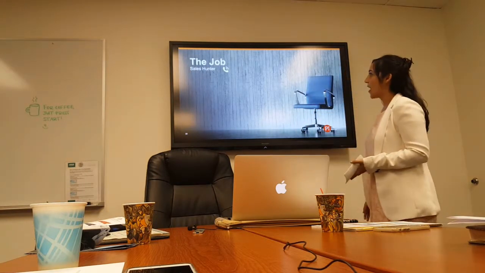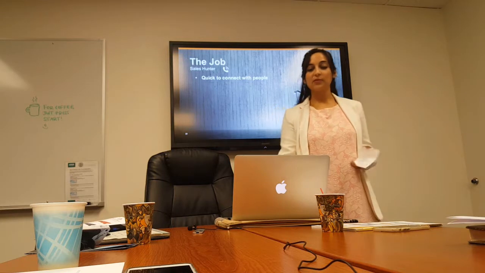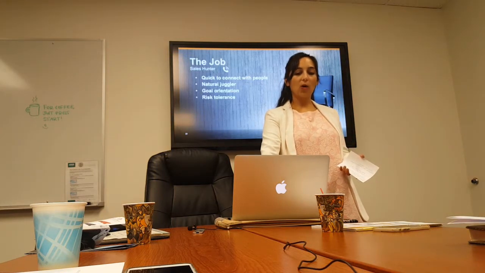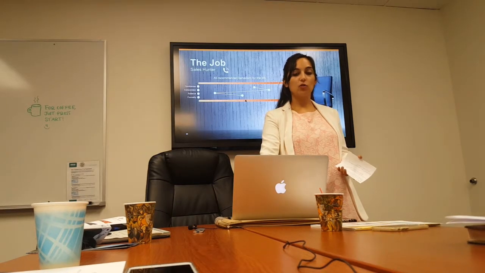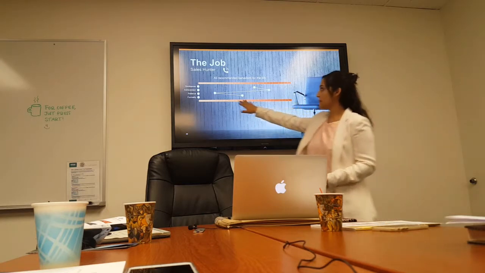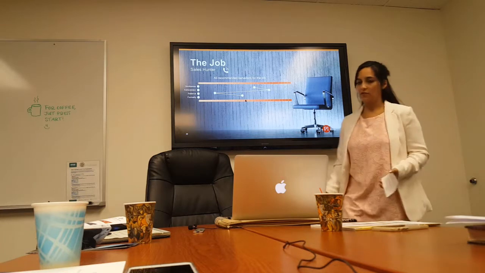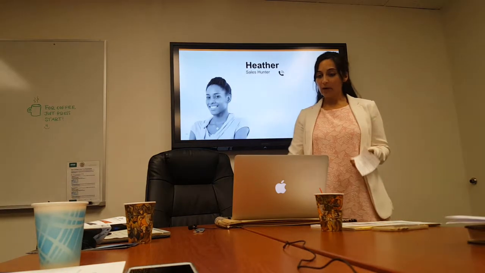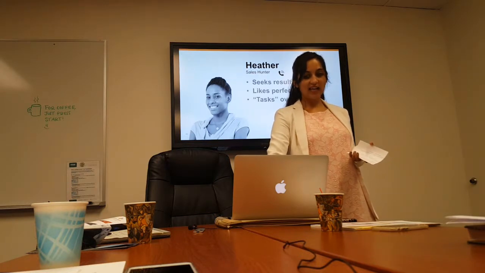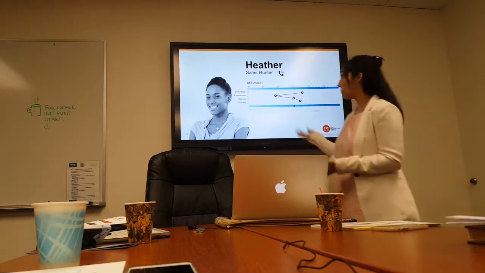So we'll talk through a sales hunter, which is the job that we'll look at. A sales hunter is quick to connect with people, a natural juggler, really goal-oriented, risk-tolerant, and self-driven. So this is what that looks like, right? We have the high A, the high B, the low C, the flexible D, recommended behaviors for the position. And now we have Heather, who is a results seeker. She's a perfectionist. She prefers tasks over people. She's a little bit slower to connect. This is her profile.